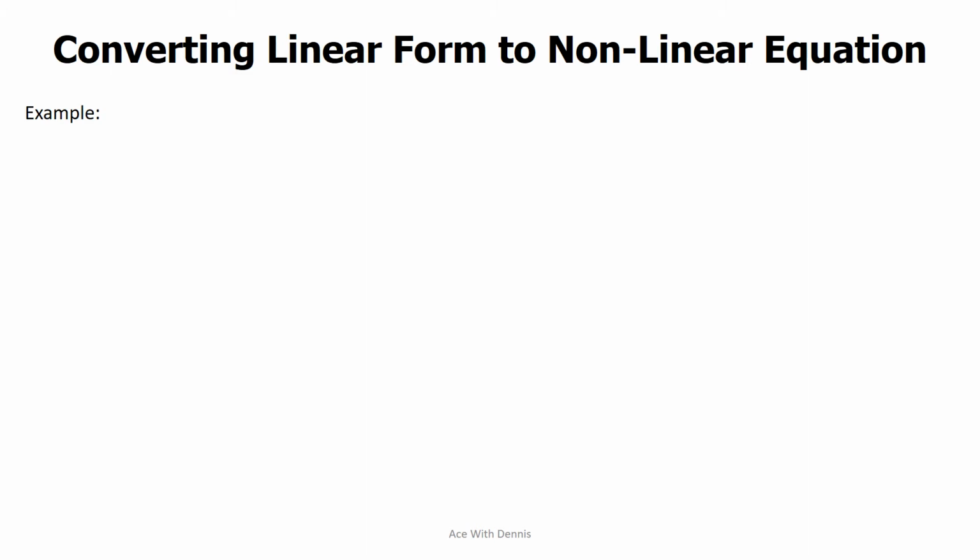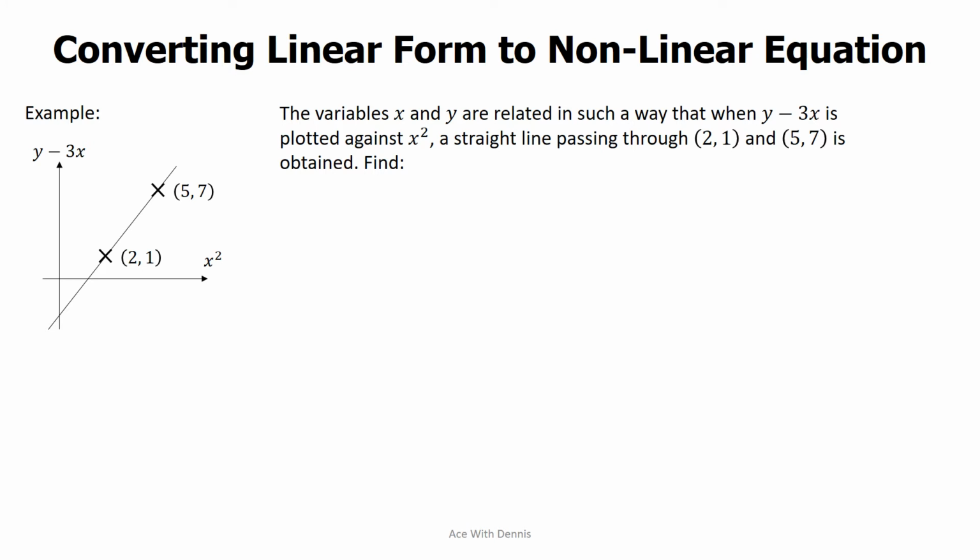Now let's look at one example about converting linear form to nonlinear form. Given this diagram, the variables x and y are related in such a way that when y minus 3x is plotted against x squared, a straight line passing through (2, 1) and (5, 7) is obtained. Find number 1, y in terms of x. Number 2, the value of x when y equals 62. So here is the solution.